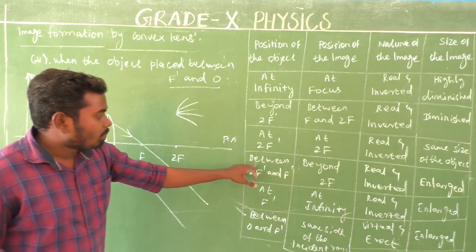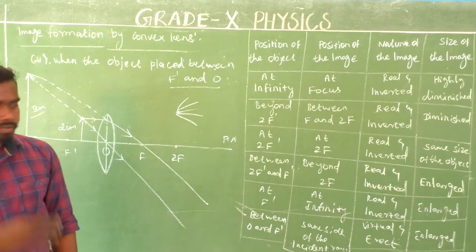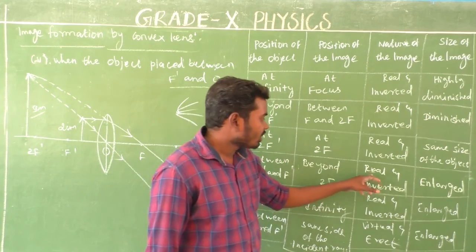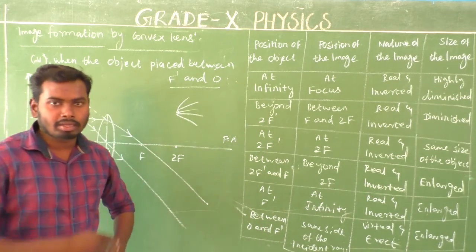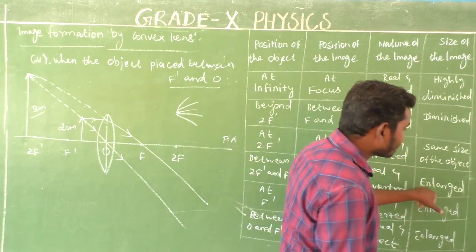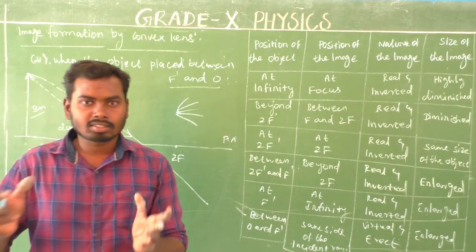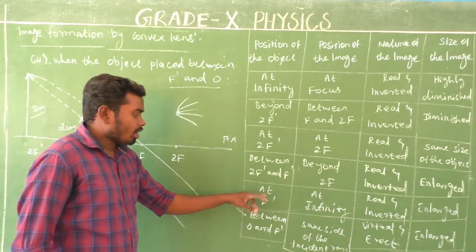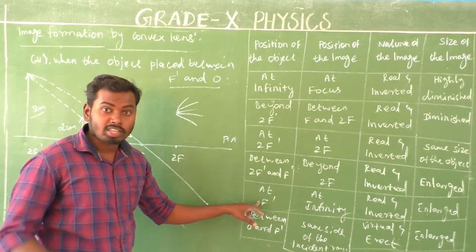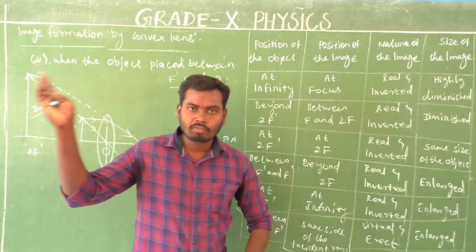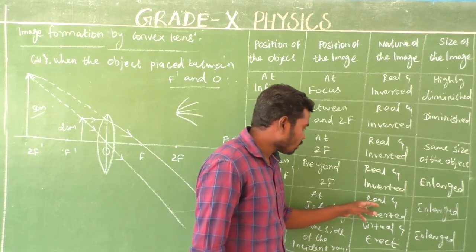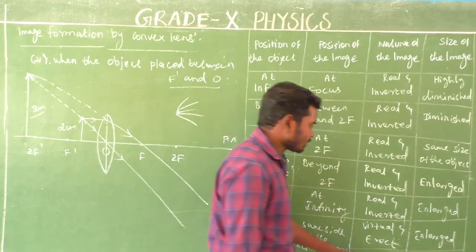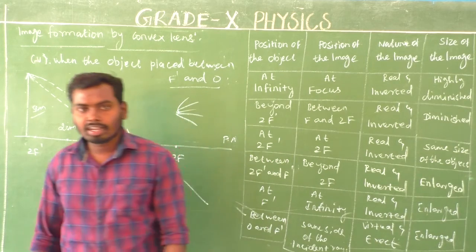Next, if the object is placed between 2F' and F', the image is formed beyond 2F'. That image is a real and inverted image. Is it clear? Yes. Next, the size of the image is enlarged, which means it is more than the object size. Next one, when the object is placed at F', which means at focus, the image is formed at infinity. Next one, the nature of the image: that is a real image. All the real images are inverted images. Next one, the size of the image is enlarged.